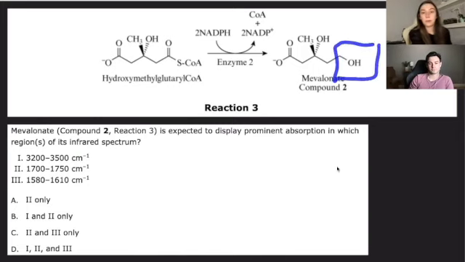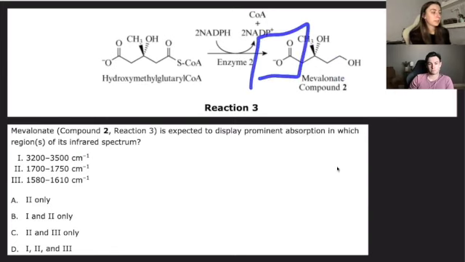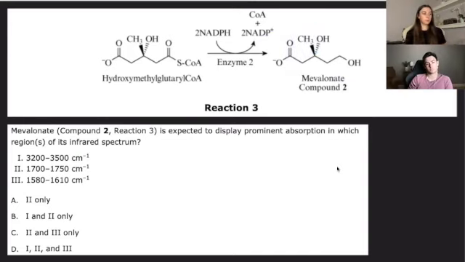So if I was going to simplify this question, I would say, what absorbance is an alcohol? What absorbance is a carboxylic acid, or specifically a carbonyl? What absorbance is a CH3 or an sp3 hybridized CH bond? Because those are the only functional groups in this mevalonate. So I'm going through now because it gives us a few options. I'm just going to mark off or say, yes, those would be present.